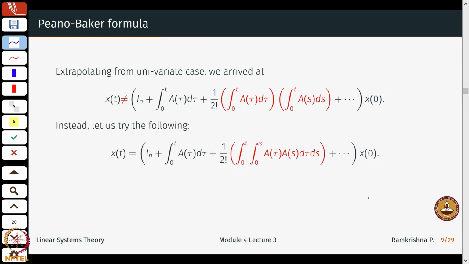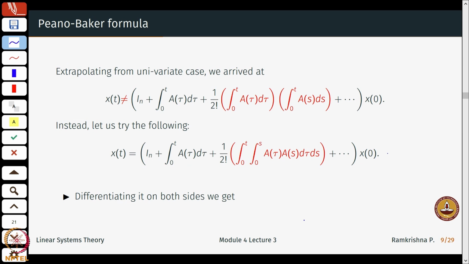Okay, so this is what we tried doing in the univariate case, and this actually does not work. So instead, let me try something like this: x(t) is the identity, this remains the same, and I have a double integral, and then I can expand this to triple integrals and so on. Let me see if I can verify this. First, is it a solution? Does it satisfy the initial condition? The answer is yes, because you integrate everything from 0 to 0 and you retain the initial condition.